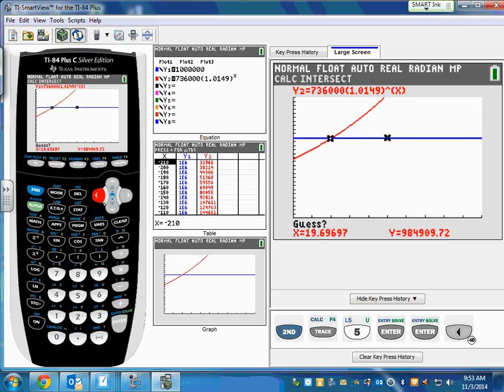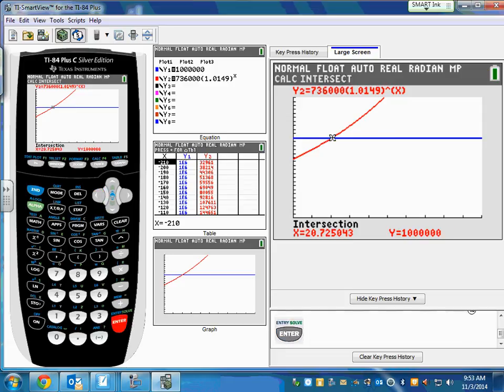Or, if you don't want to do the scroll button, what did I make this go by? By tens? It looks to me like at about 20. That's 20.7. And then I can hit enter, and it tells me that my population is going to reach a million in 20.725 years.